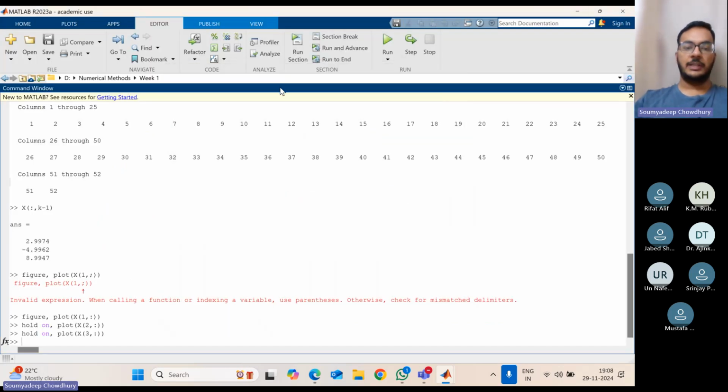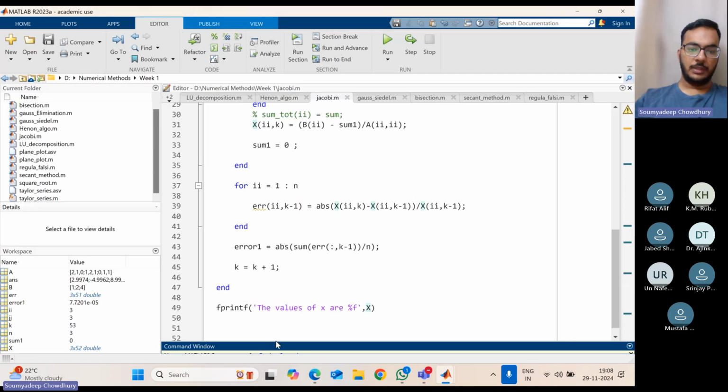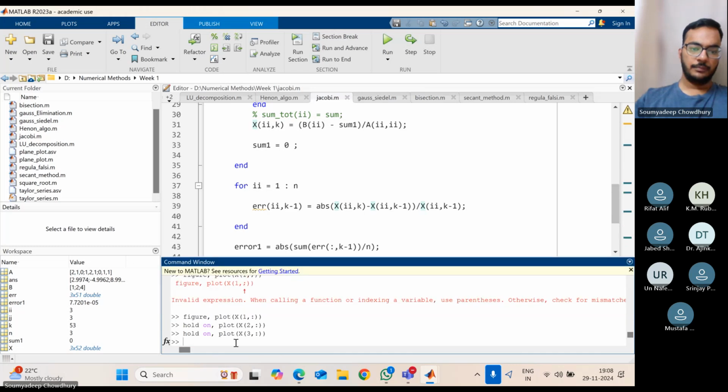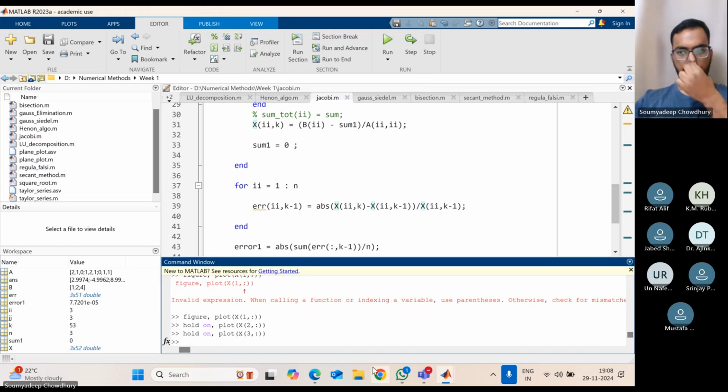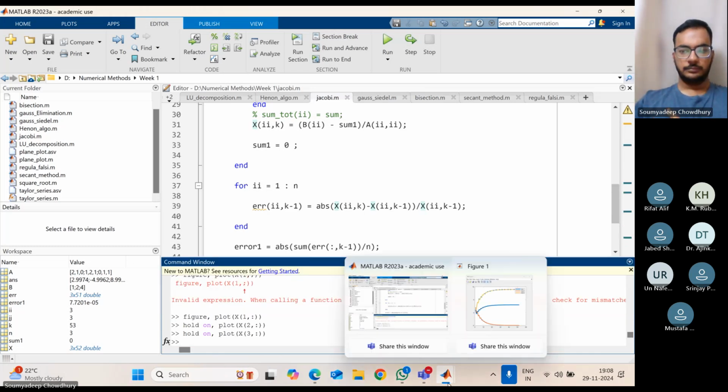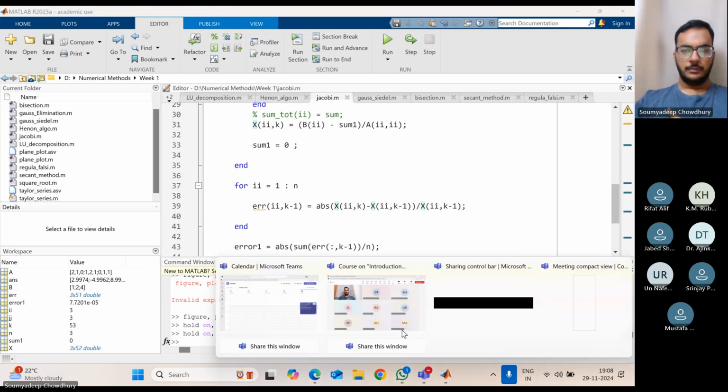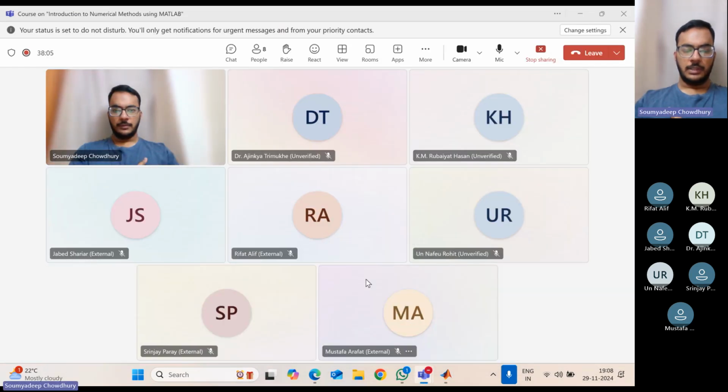Is the MATLAB code clear? Any confusions? Anyone? Any doubts or any confusions? Anyone?